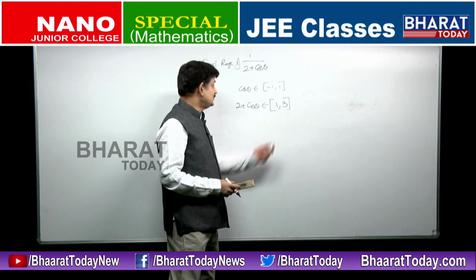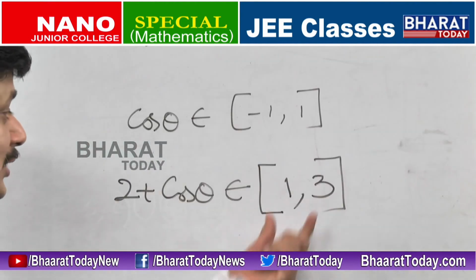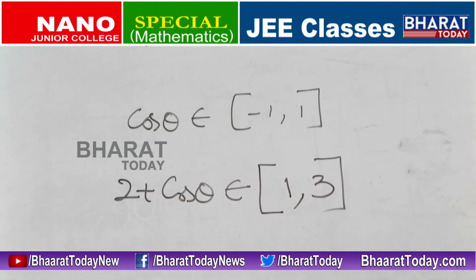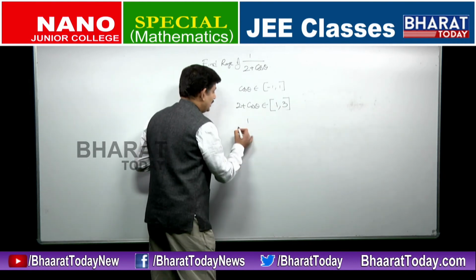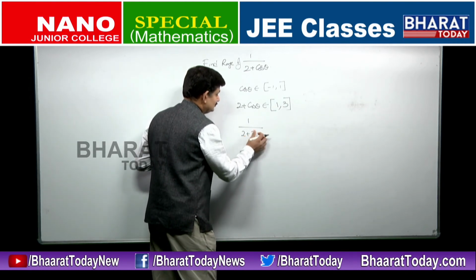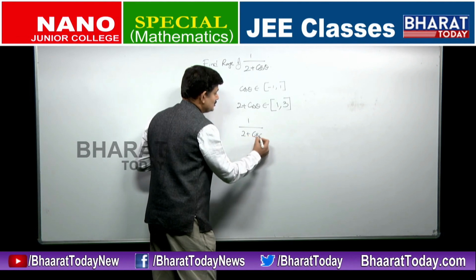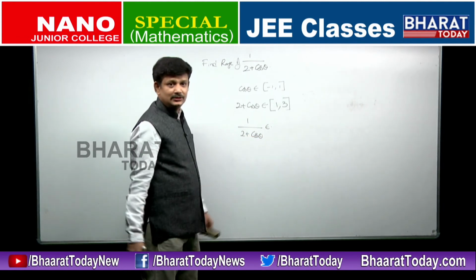And beauty of this question is, I said this question is very simple because both the numbers are positive. I will also show you similar looking questions how they can be different. So both the numbers are positive. What I need to do? I simply find the reciprocal. 1 by 2 plus cos theta belongs to where to where?